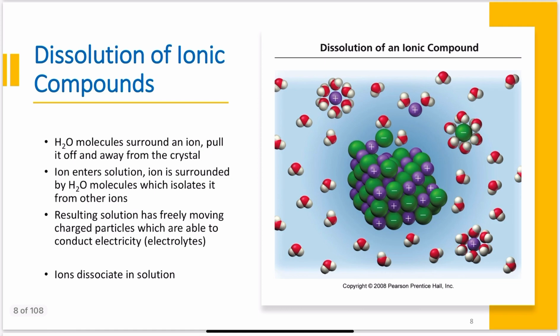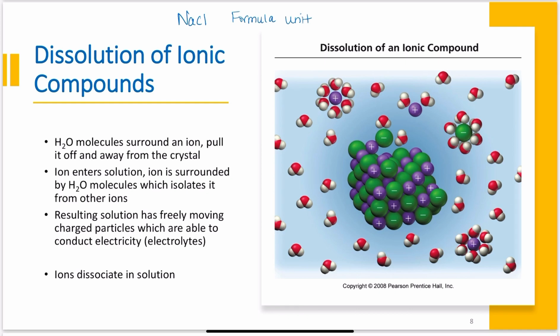So, dissolution of ionic compounds. Ionic compounds, again, positive, negative charges. We've got a full transfer of electrons here. Water molecules are going to surround the ion and pull it off and away from the ionic crystal. So we talked about how we use NaCl to represent table salt, sodium chloride. That's not quite correct. This is called the formula unit, and it's the smallest whole number representation that we can use to represent sodium chloride crystals.